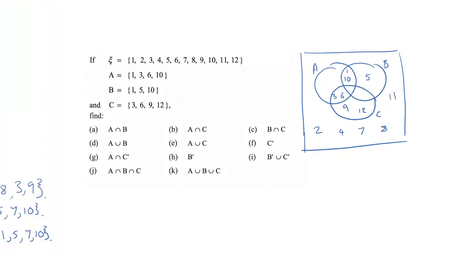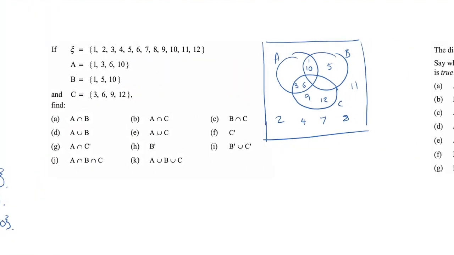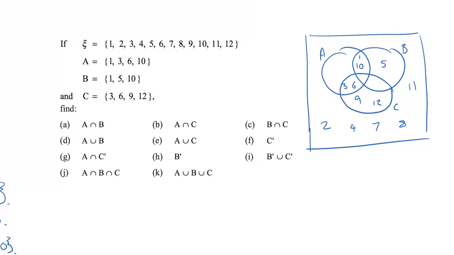And I think we're in a situation now where we can go for answering some of these questions. So let's get started. A intersect B. Well, what numbers do we have there? A intersect B, it's going to be things that are in both. That is 1 and 10.